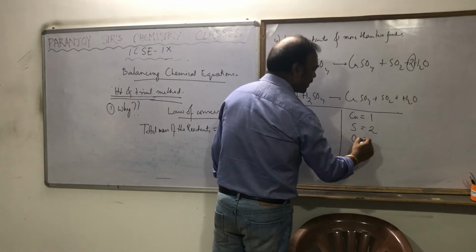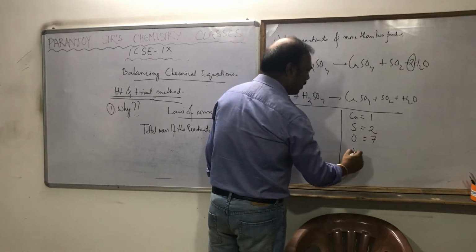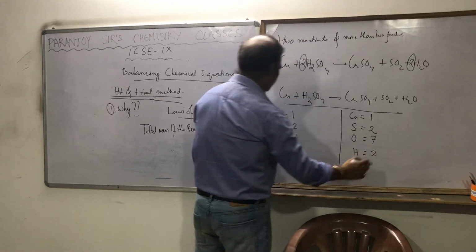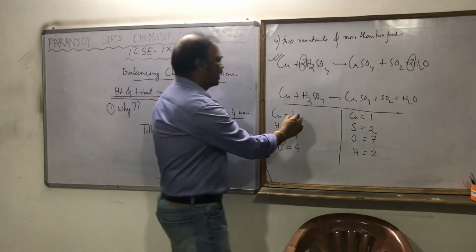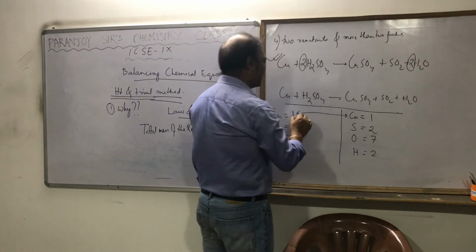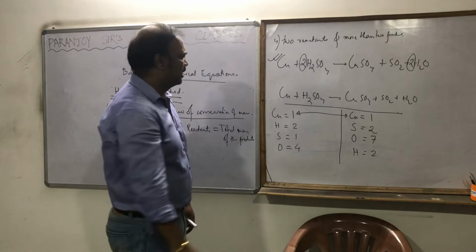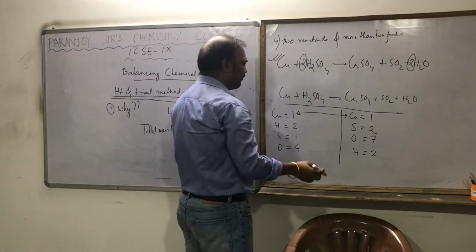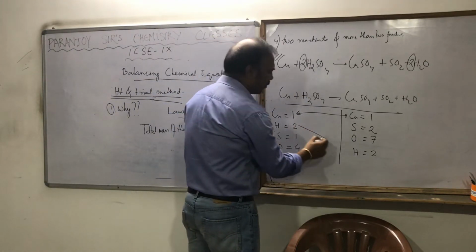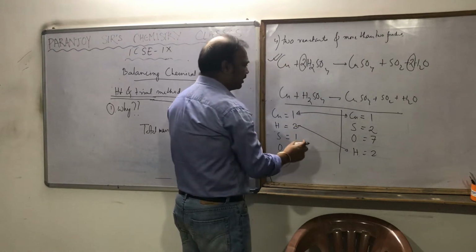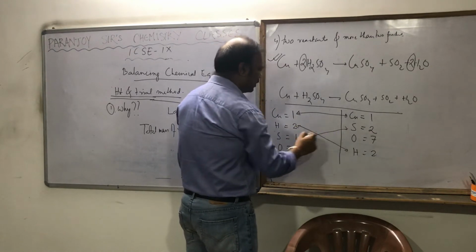Okay, so oxygen is 7, and hydrogen, how many are there? Hydrogen, there are 2. So you see, copper is okay, fine. That is maintaining the law of conservation of mass. Okay, but is the total thing maintaining the law of conservation of mass? No, hydrogen is also okay, equal in number. Fine, but sulfur, you see, that's not an equal number.